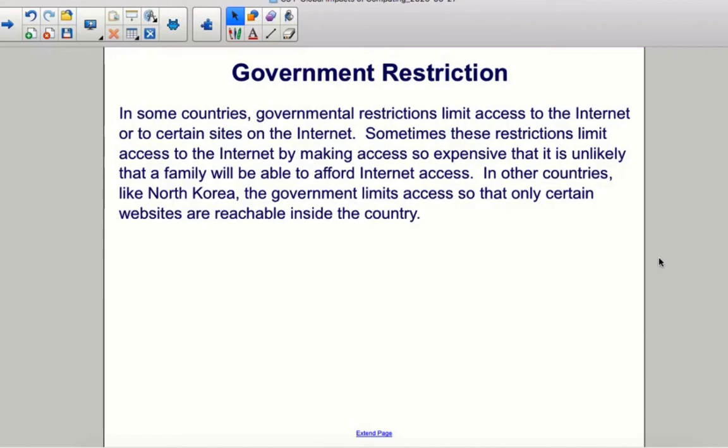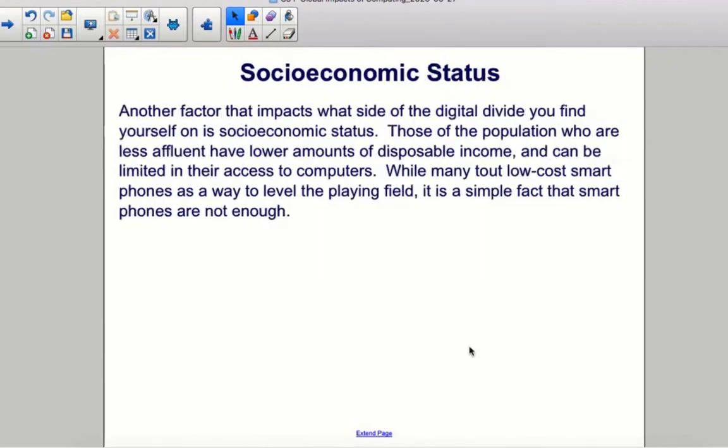Sometimes these restrictions limit access to the internet by making access so expensive that it is unlikely that a family will be able to afford internet access. In other countries, like North Korea, the government limits access so that only certain websites are reachable inside the country. Another factor that impacts what side of the digital divide you find yourself on is socioeconomic status.